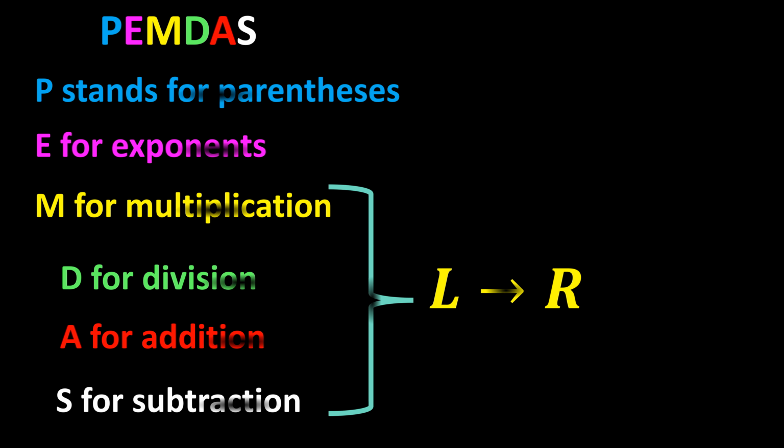P stands for parentheses, E for exponents, M for multiplication, D for division, A for addition, and S for subtraction. Operations inside parentheses and exponents are done first, then multiplication/division, and finally addition/subtraction from left to right. Multiplication and division, as well as addition and subtraction, have equal priority.